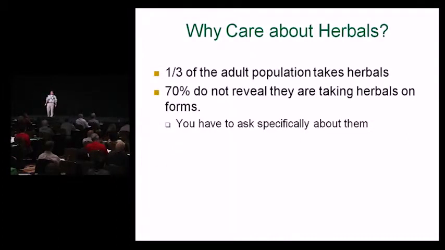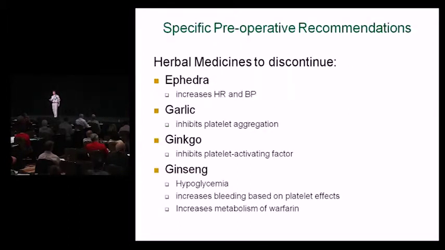Herbal medications, all sorts of herbal medications out there that if we don't ask patients about them, we'll never know that they're on them. About a third of patients take herbals, and 70% don't reveal those herbals on forms when they're asked about it, so you really specifically need to ask, are you on herbal medications? Are you on any of those medications you get at a place like GNC? Are you taking anything over the counter that we haven't discussed? Make sure you specifically ask about them because they do have ramifications.